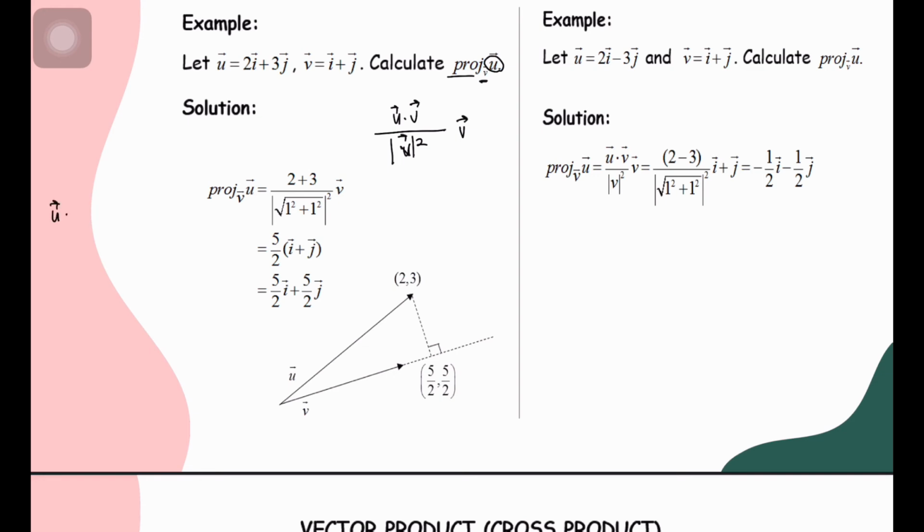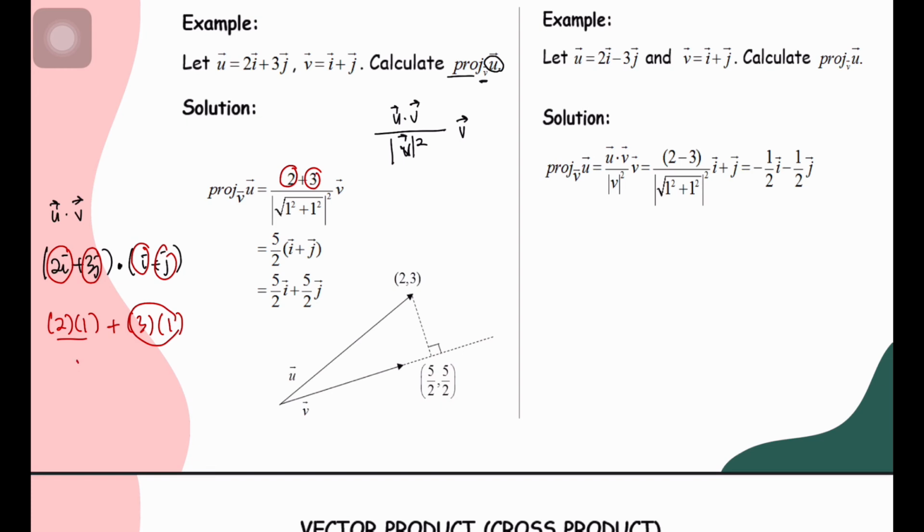Okay, so we have now vector u. We want to find the dot product of vector u and v. We have vector u, 2i plus 3j, dot product with vector v, i plus j. So we know how to do a dot product where we take 2 multiplied by 1, plus 3 multiplied by 1. So we have 2 times 1 is 2, plus 3 times 1 is 3.